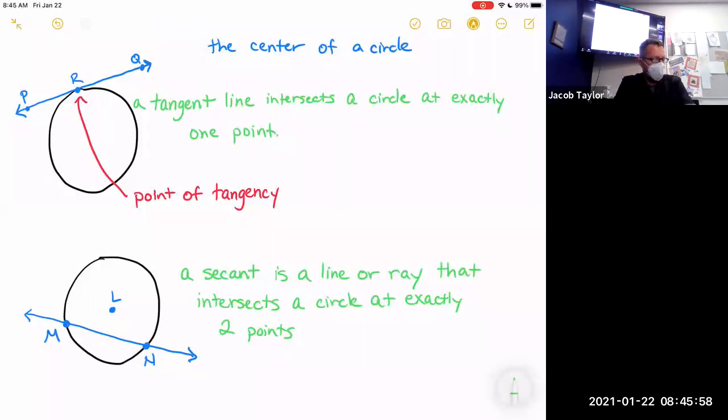Are we ever going to learn non-Euclidean? Are you ever going to learn non-Euclidean geometry? I hope so. It's really cool. Are you ever going to learn it from me? No. No, you are not.